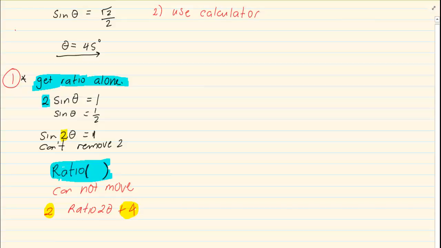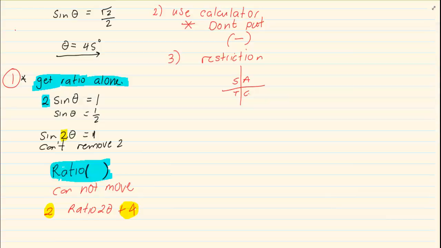Now, at this step you must be careful. When I say use your calculator, you must remember in your calculator, don't put a negative. Number 3, you're going to do your normal restriction. The same way you had gotten your restriction when you were doing Pythagoras, when you were doing special angles, when you were doing reduction. You would use the exact same method to get your restriction.